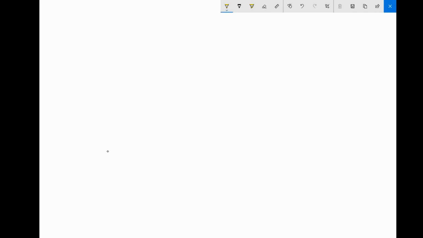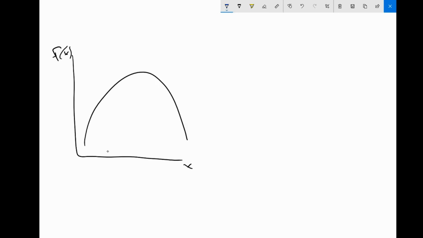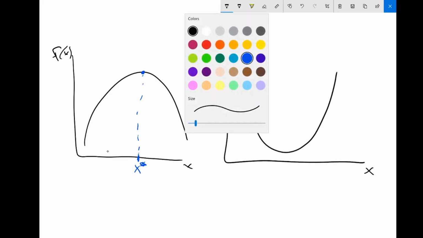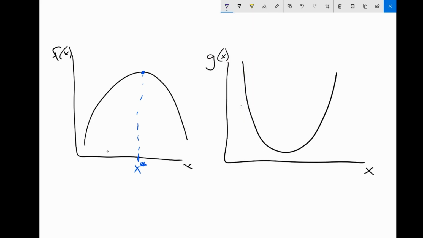One quick additional caveat. So let me draw two functions. Here's a function f of x that has a maximum value here at x star. Then here's another function. Let's call it g of x. And it's shaped like this, and it has a minimum value here.